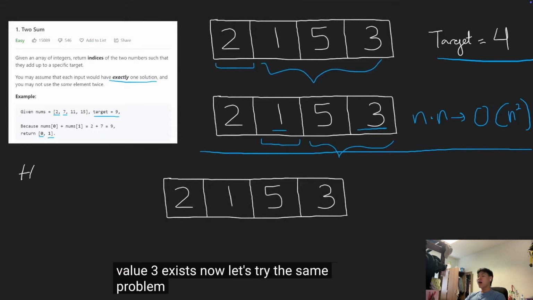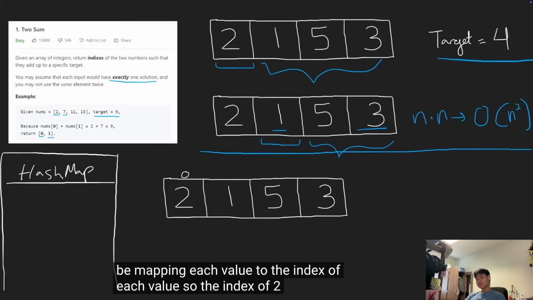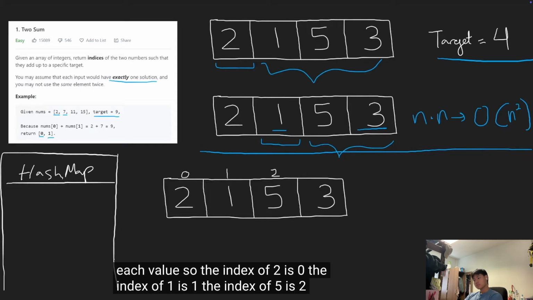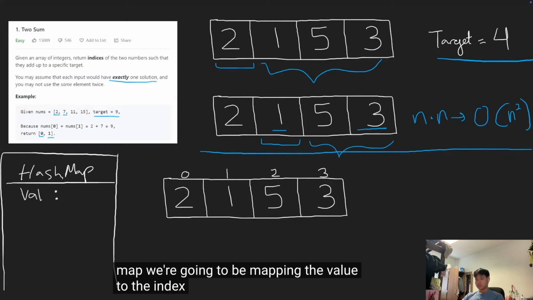Now let's try the same problem, except let's use a hash map this time. In our hash map, we're going to be mapping each value to the index of each value. So the index of 2 is 0, the index of 1 is 1, the index of 5 is 2, the index of 3 is 3. So in our hash map, we're mapping the value to the index.